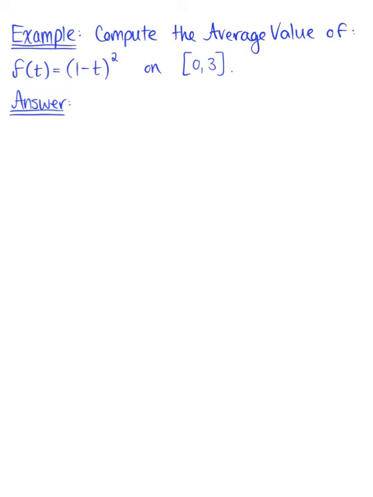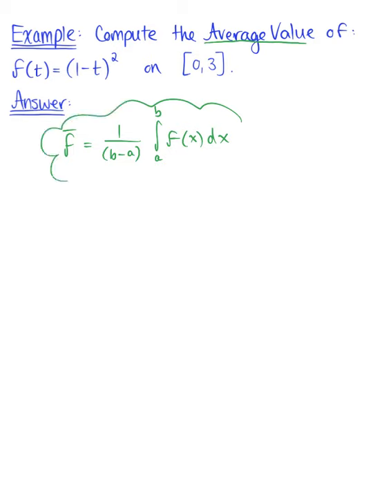So here we go. Compute the average value of the function f of t is equal to 1 minus t squared on the closed interval from 0 to 3. And so again, we're looking for the average value. So we're going to use the definite integral form, which is 1 over the length of the interval, b minus a, multiplied by the definite integral from a to b of f of x dx, or f of t dt in this case.